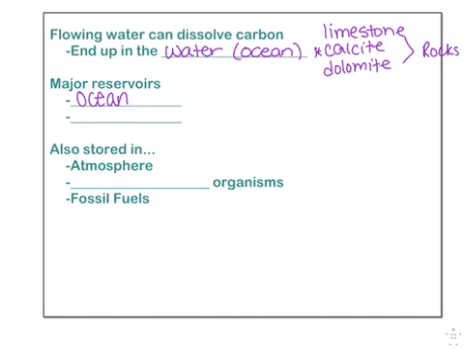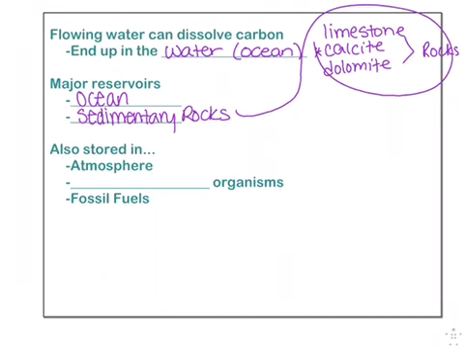There is more carbon tied up in all of the ocean water on this world than there is in all of our living things on land. It is the biggest reservoir. The second biggest reservoir is sedimentary rocks. And all three of these are sedimentary rocks, not the only ones that contain carbon, they're just some of the most popular. So remember that your reservoirs are long-term storage.